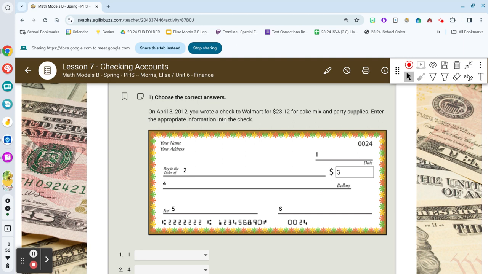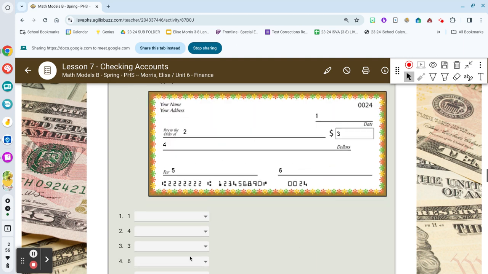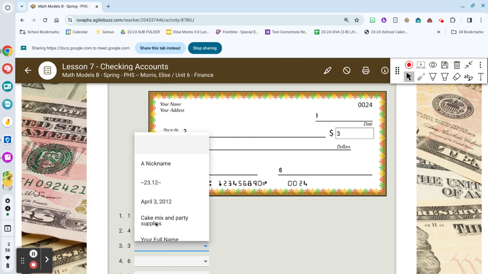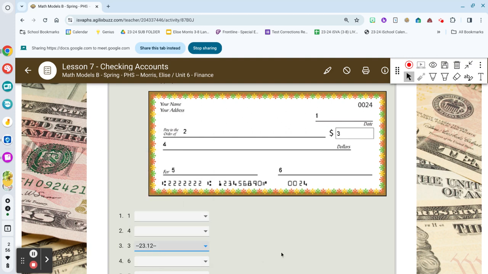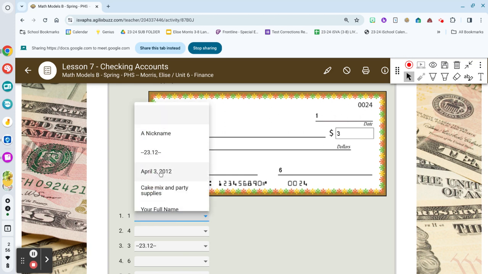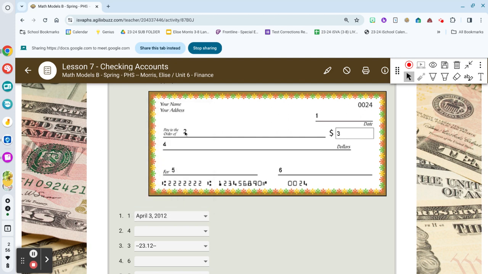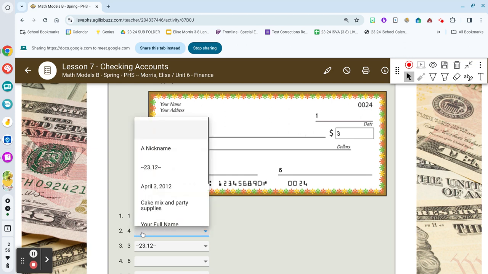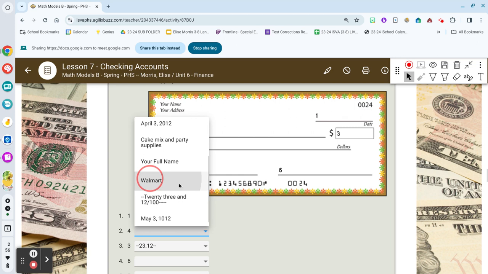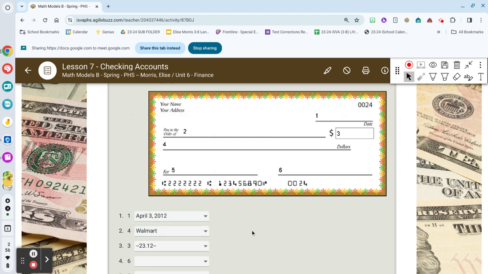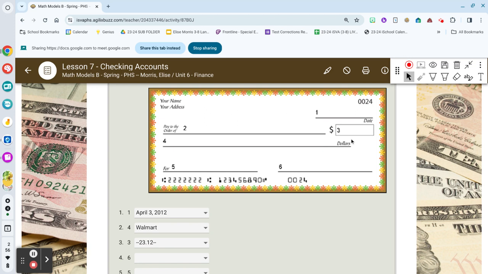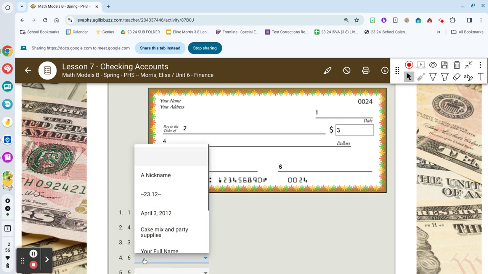On April 3rd, you wrote a check to Walmart for $23.12. Okay, so right here in this box, that's number 3. I'm gonna put $23.12. All right, this first box is the date, so I'm gonna put the date, April 3rd. All right, the second line, that's the pay to the order of, that's where you put the store, Walmart. And then number 4 is this line, that's where you write out in words.